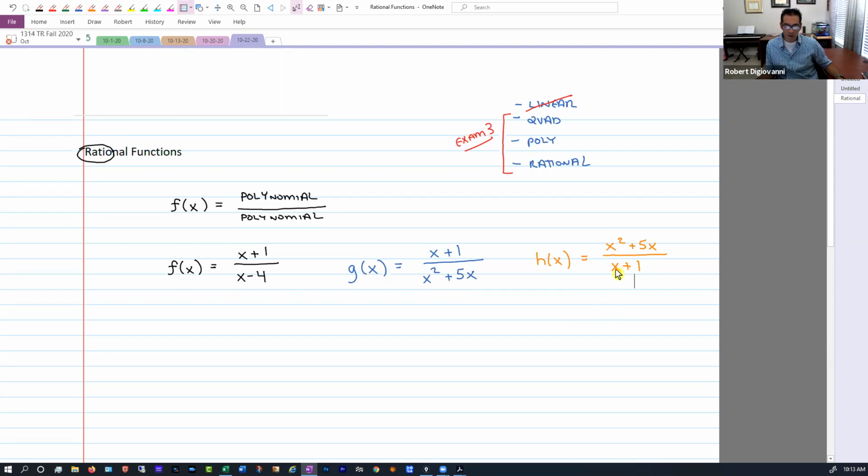That's still a rational function. These are all examples. Do y'all see that? I could just keep going for the rest of the day, writing examples of these down. It's any polynomial you could think of divided by any polynomial you could think of.